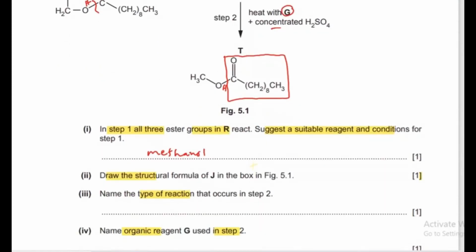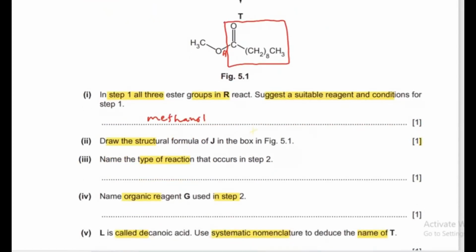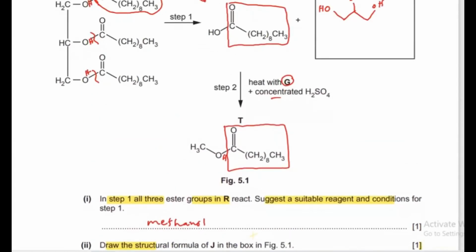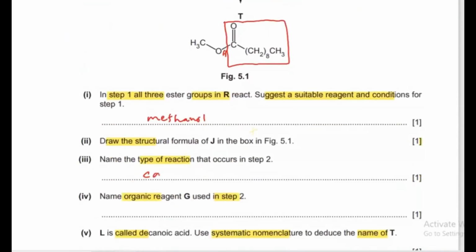Draw the structure of J in the box. We have already done that. Name the type of reaction that occurs in step 2. This is step 2. We are getting the ester. So esterification, which means condensation. So this is condensation. Name organic reagent G used in step 2. Organic reagent G is methanol.